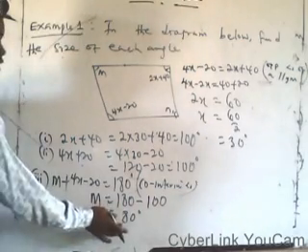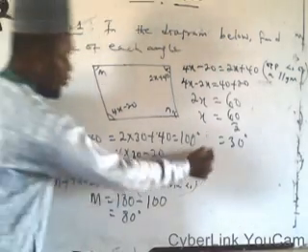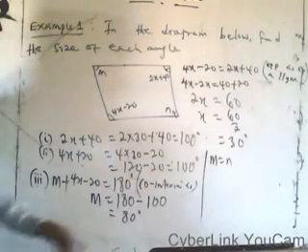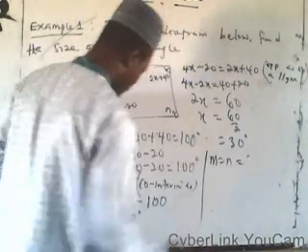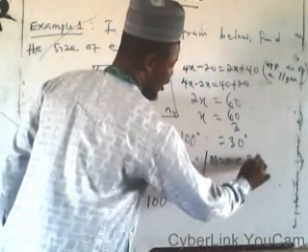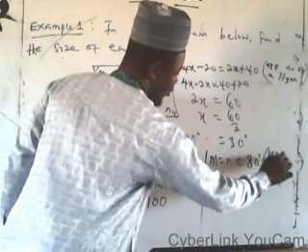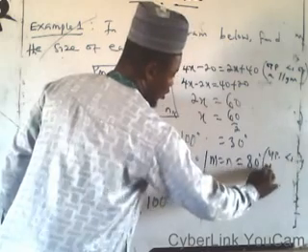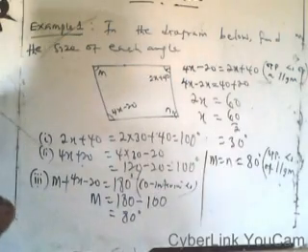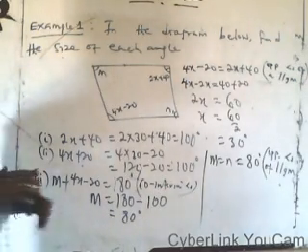If this one is 80 degrees, then this one becomes 80 degrees. We know that if m is 80, then n also becomes 80 degrees. Why? Opposite angles of a parallelogram. That's the reason for that.